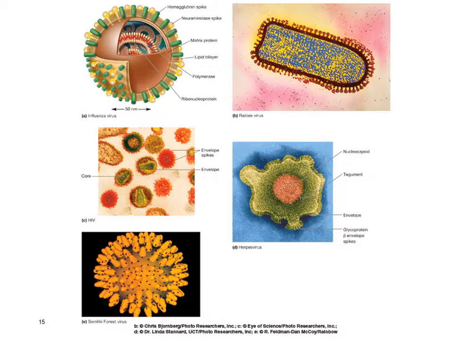In B, we have another example. This is the rabies virus with that characteristic bullet shape. And you can see the spikes projecting from the surface of the envelope. In C, we have the HIV virus, or human immunodeficiency virus. In D, a herpes virus. And in E, the Semliki forest virus. This is a virus that occasionally causes encephalitis in humans.